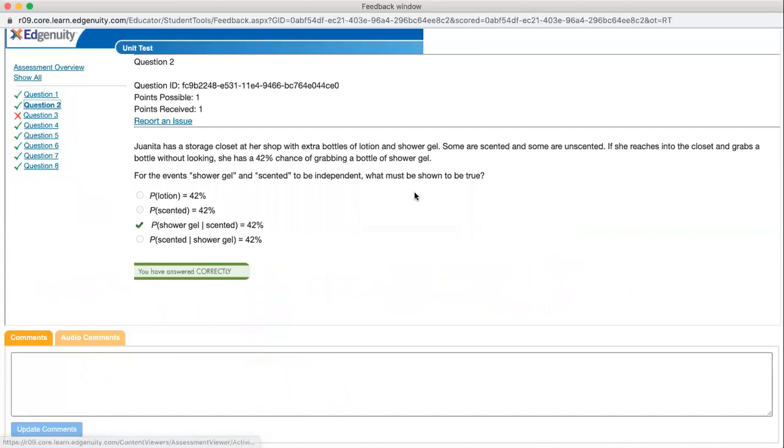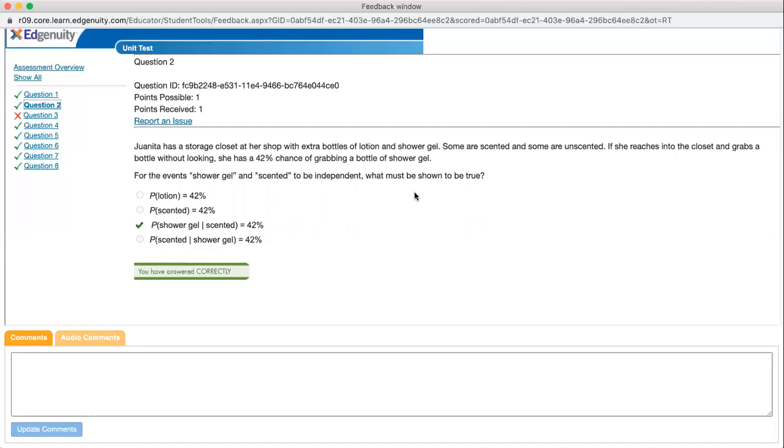Question 2. So Juanita has a storage closet at her shop with extra bottles of lotion and shower gel. Some are scented, some are unscented. If she reaches into the closet and grabs a bottle without looking, right? So think of a closet. It's got lotions, it's got shower gel. Some of them have scents. Some of them are just plain. And she's going in a closet without looking. Don't know why, but she grabs a bottle, which is very scary.